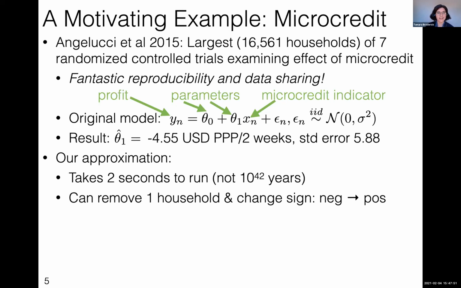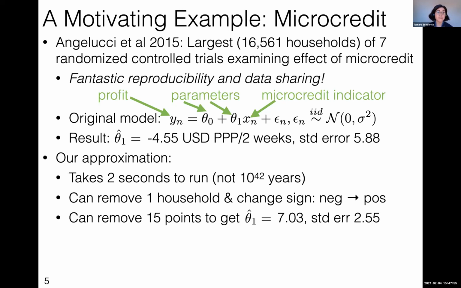Now you might be thinking, but it's not statistically significant anyway, so who cares about that? Well, there are 15 households that you can remove that change both the sign and the significance. So now this is a positive result that is significant. And remember, 15 here is less than 0.1% of the data, so it's not even 1%.